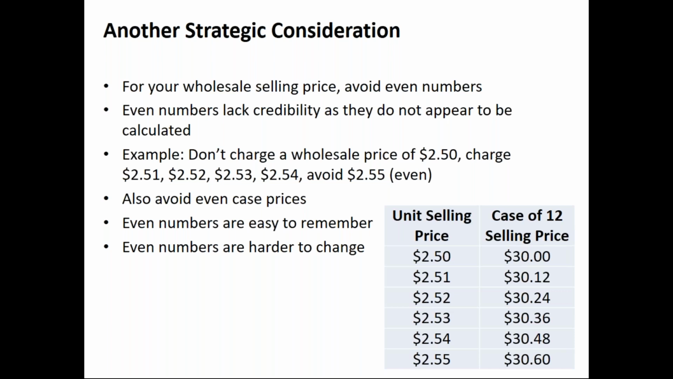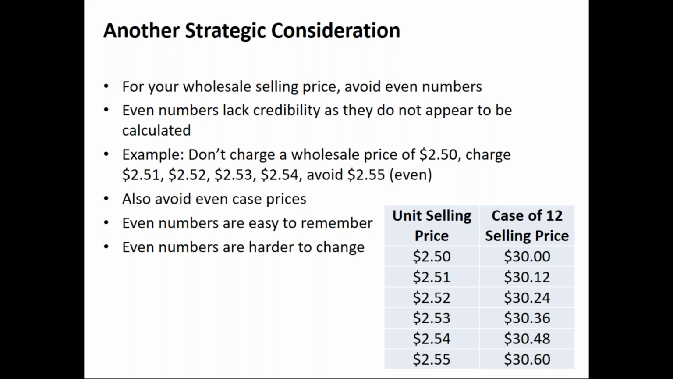This will also avoid even case prices. The problem with even numbers is they're too easy to remember. They're also really hard to change because what are you going to do if you're at 250 and you like even numbers and you need to do a price increase? Do you go to 260? Do you go to 255? Like what number do you go to that provides a sufficient increase that is justifiable and then suits your even pricing need? So like I say, it's something to just avoid.